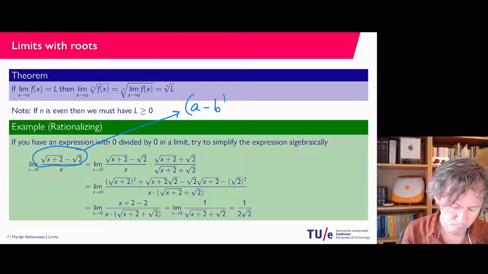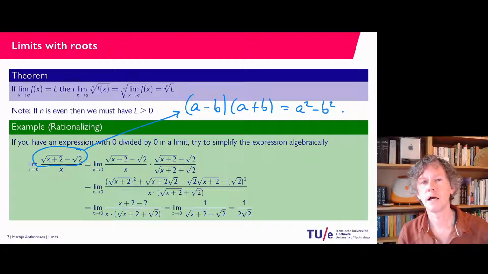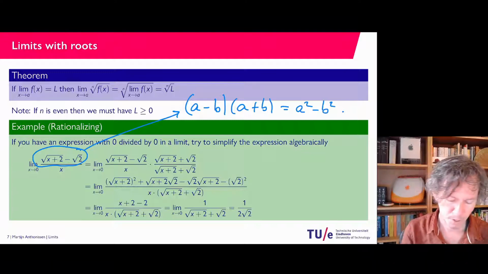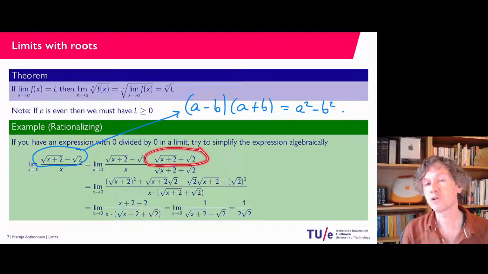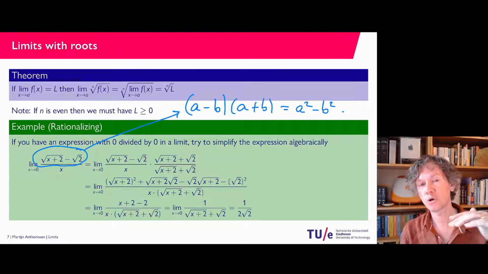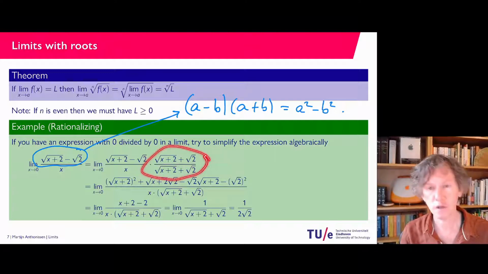And what I'm going to do is I'm going to multiply this with a plus b. And the reason is that this equals a squared minus b squared. And sometimes that gives a nicer result. So let's see what happens here. So I'm going to multiply with this number here. That's the a plus b. But if I don't want to change my result, I should not only multiply the numerator, but also the denominator with this number. And then I'm multiplying the whole expression with 1. And if you multiply something with 1, it doesn't change.